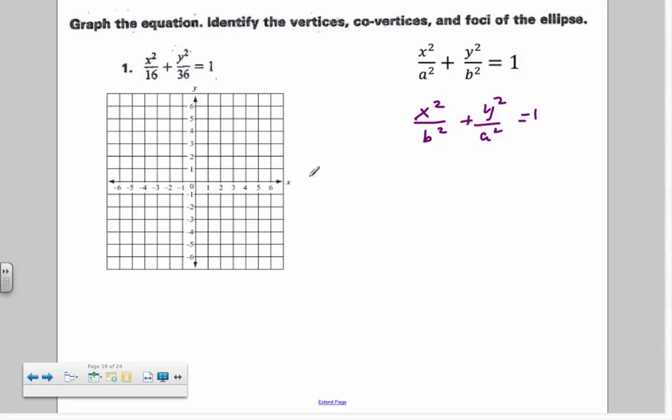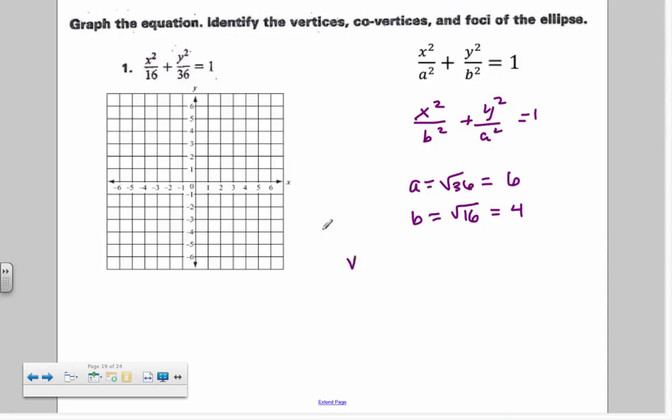So when I look at my x and y, the bigger of the two should always be my a. In this case, my a is going to be the square root of 36, which is 6. The fact that it's under y squared tells me I'm going to have a vertical major axis. Now finding my b, which would be the square root of 16, which is 4.